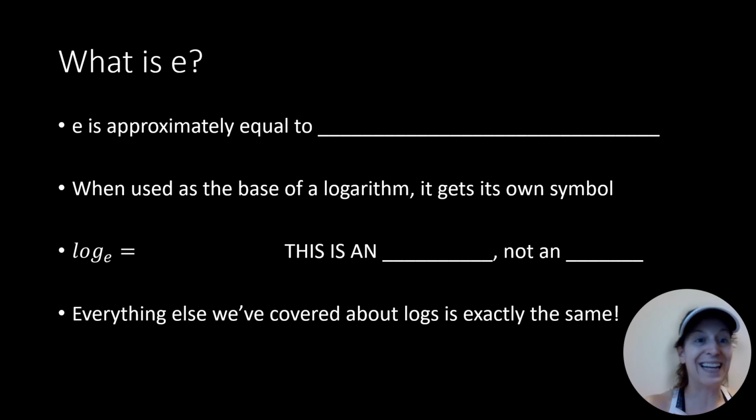So what is it? It is just a number. And let me get it up on here. We're going to do e. e is approximately equal to 2 point. That is a terrible 2.